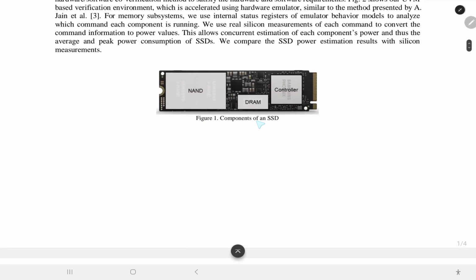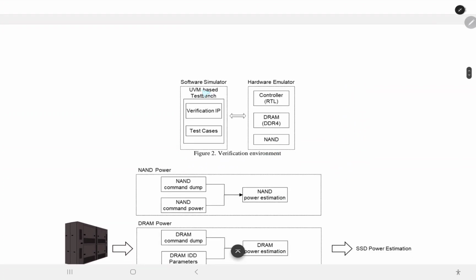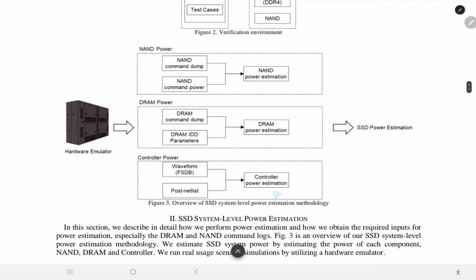Figure 1 is the components of SSD. Figure 2 is the verification environment. Figure 3, overview of SSD system level power estimation methodology.